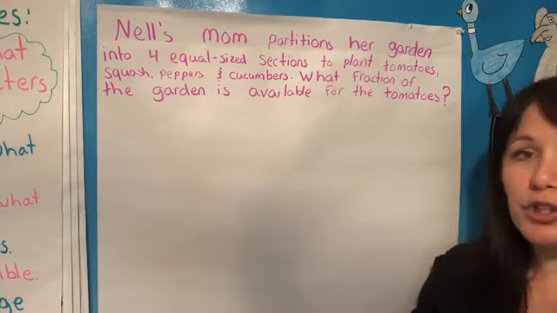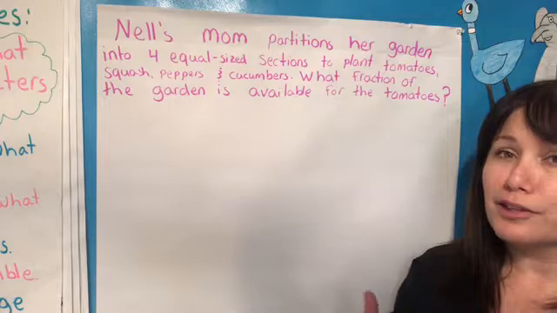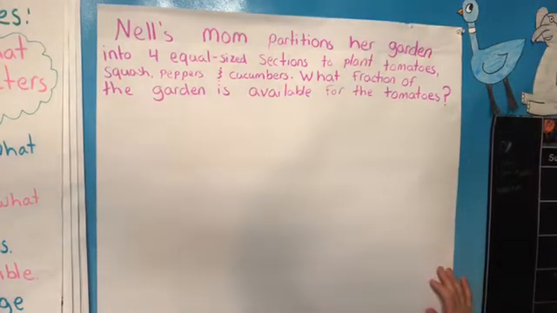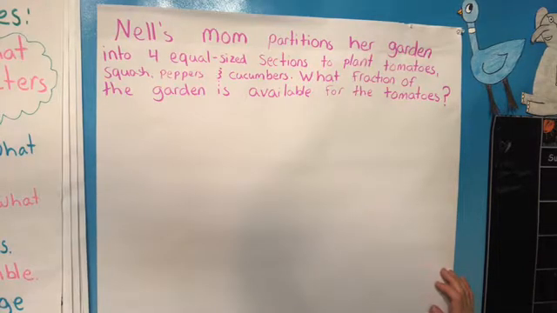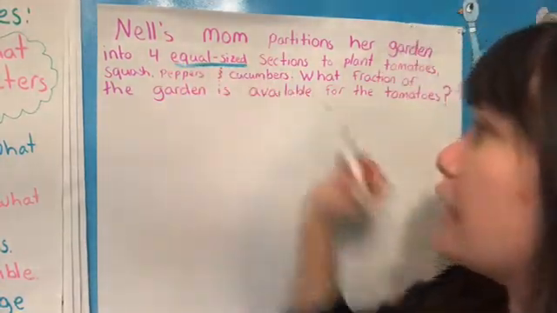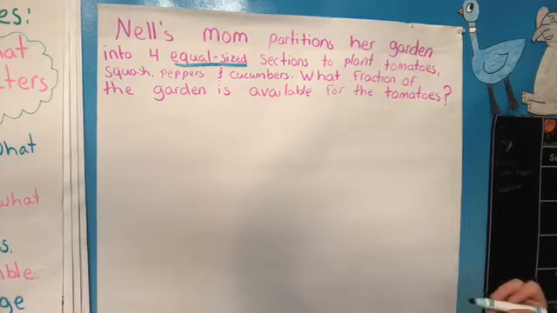Maybe, third graders, you noticed that this story problem is one that is really timely. It's spring, people are planting. So is Nell's mom, apparently. She has a garden and she partitions or splits up her garden into 4 pieces, but not just any pieces. They're equal sized. That means each piece is the same size.